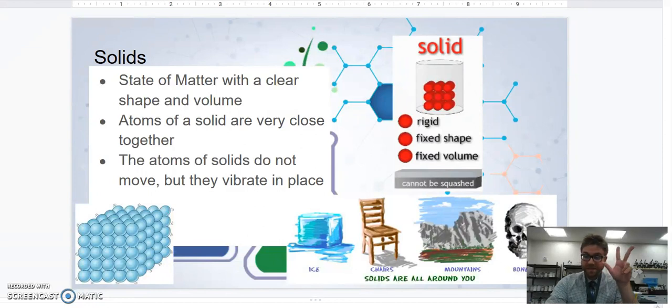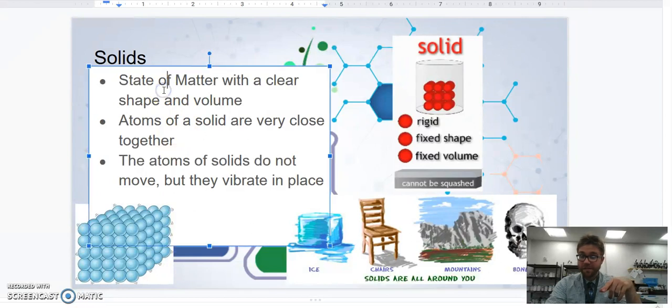So, we have three states of matter. We have solids, liquids, and gases. Solids, as we can see here, have a clear shape and volume. That means their shape does not change. A solid, like my phone, is going to stay this shape no matter where I put it. The atoms of a solid are really close together. You can see how close the atoms are. And they still have energy. They vibrate in place. They don't move. They still have some energy.